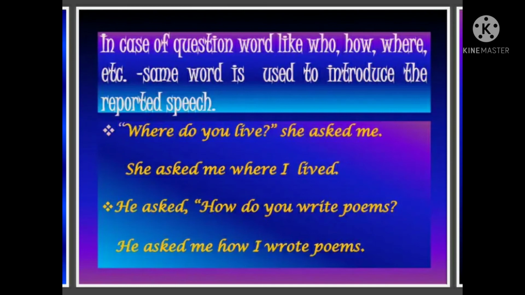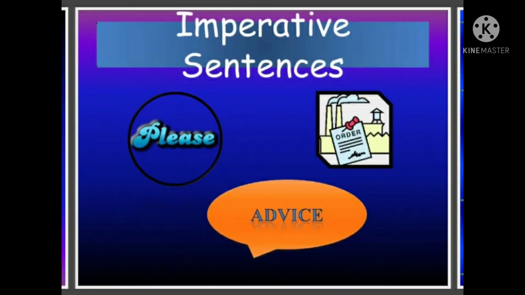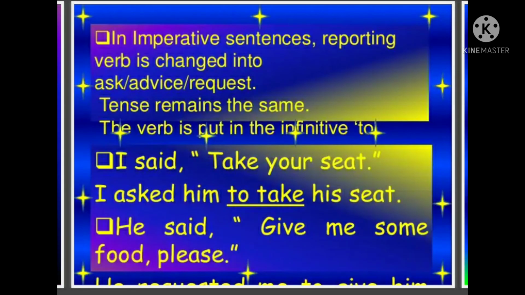Next, let us see imperative sentences. Means sentences wherein you order, command, request, advise. All that comes under imperative sentences. Let us see what changes are made here. In imperative sentences, the reporting verb is changed into ask, advise, or request. The tense remains the same. The verb is put in the infinitive to. For example, I said, "Take your seat." I asked him to take his seat.